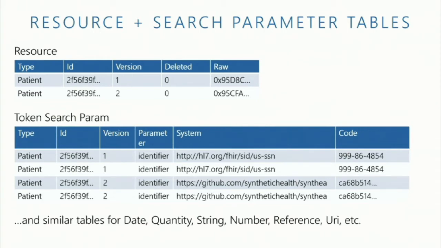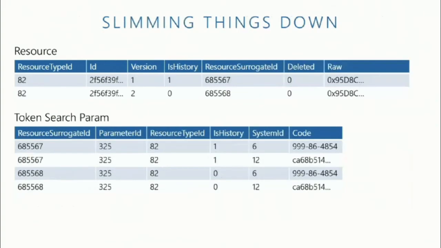In order to know the current version of a resource, you have to do a maximum version. We're going to get to that. So this is the first take. You can slim things down a little bit here. In databases, if you're storing the same string everywhere, it's just more data, more duplication, and so on. So we can take a step to slim things down.